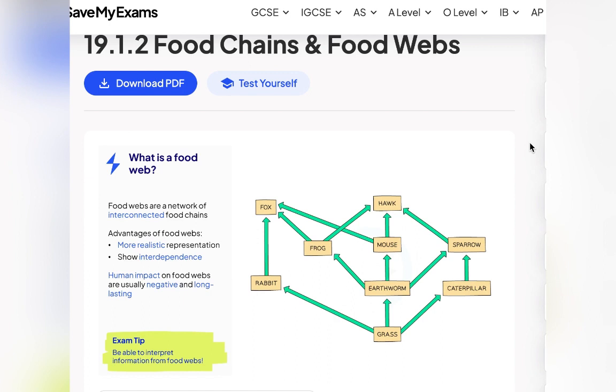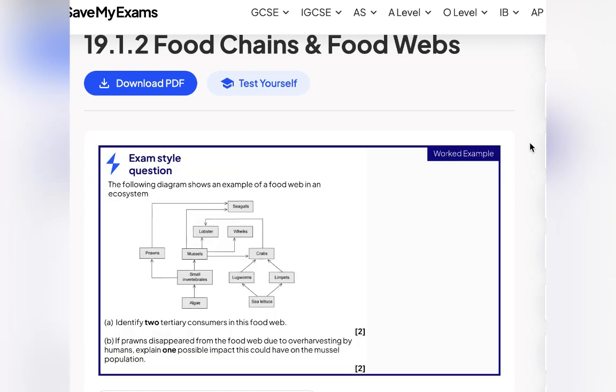Let's now look at an example of the type of question that you may encounter in an exam. You are given an example of a food web and asked to identify 2 tertiary consumers in the food web. For the second question, you must explain the impact it would have on the mussel population if prawns disappeared from the food web. Take a few minutes to come up with possible answers to these questions.